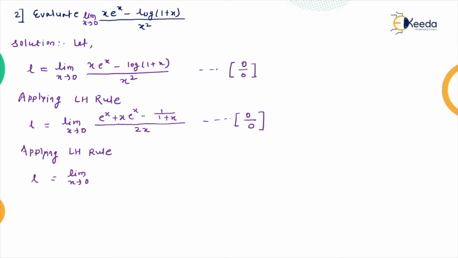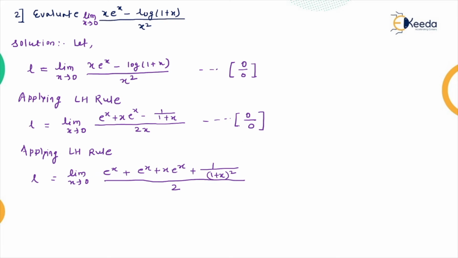Again you have to take the derivative of the previous step: e to the power x derivative, e to the power x as it is, plus the next derivative, it is e to the power x plus x into e to the power x. Now this minus will be plus, and 1 upon (1 plus x) square is the derivative of this term, and total divided by the derivative of 2x. It becomes only 2, because x's derivative is 1 and 2 is a constant. So in this way the derivative comes when we apply the LH rule, guys.